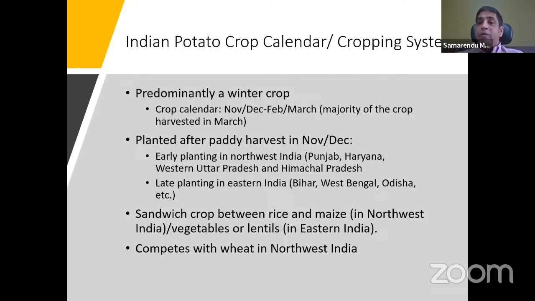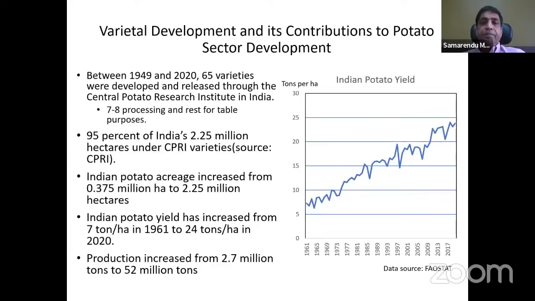It competes with wheat in Northwest India, particularly where the cooler climate is suitable for wheat cultivation. But in many other parts of India and Bangladesh, it actually competes with vegetable crops and other crops. I don't have the data on varietal contribution for all countries, so let me just focus on India, where the story is very similar to other countries.